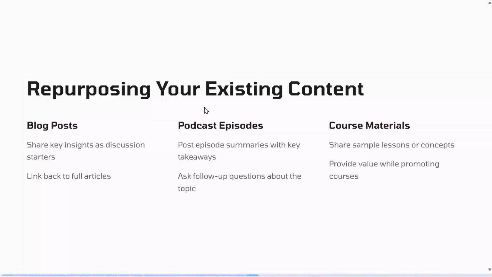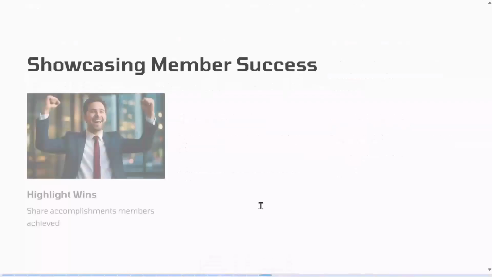So a podcast summary. AI is really good at summarizing things like this, so you haven't got to do it yourself. Just throw it in there, let it summarize it for you with some of the key takeaways, and then you can ask follow-up questions within your community. And of course, a link to the podcast. And then you can share sample lessons or ideas, providing value while promoting your courses. So those are three really good ideas that the search engines are going to lap up and really like. And it's great content for your community as well.